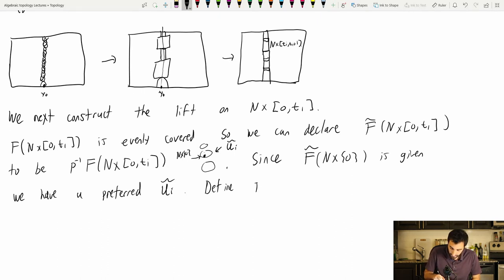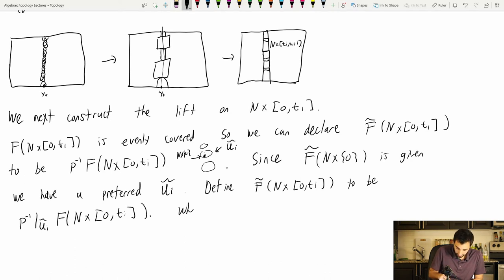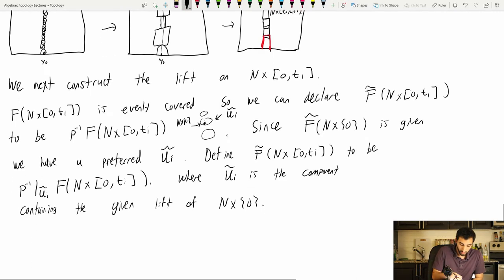So define f twiddle of N cross [0, t_i] to be p inverse restricted to U_i twiddle of f of N cross [0, t_i], where U_i twiddle is the component containing the given lift of N cross 0. Great. So let me just draw this up here. What we now have is a lift constructed on this red part. And from here on out, it's just induction. So we may proceed inductively.